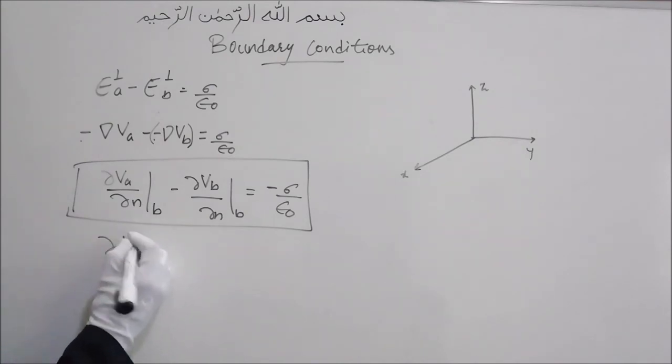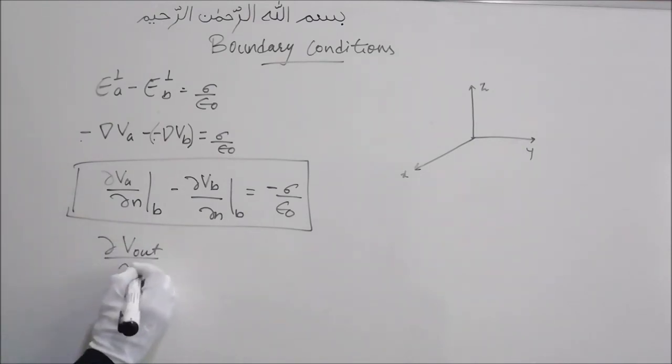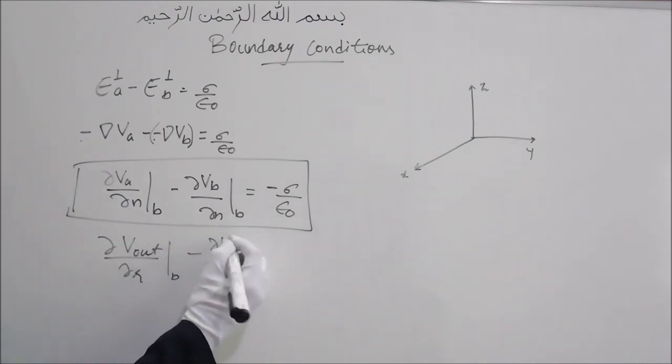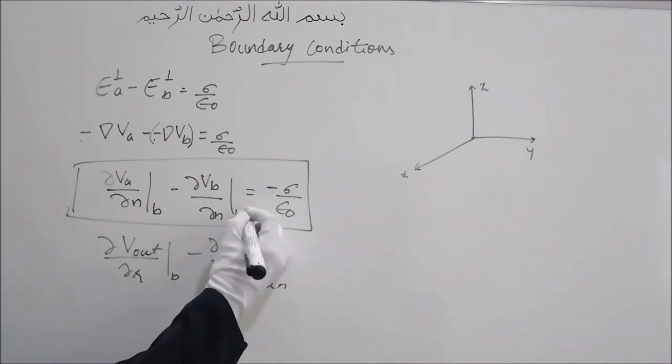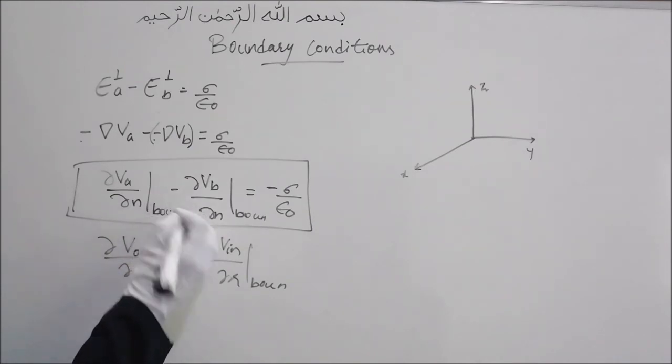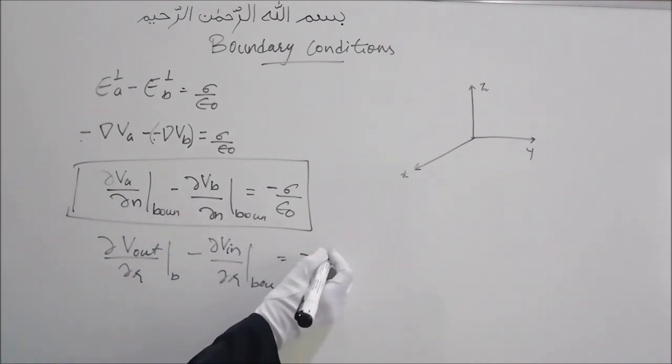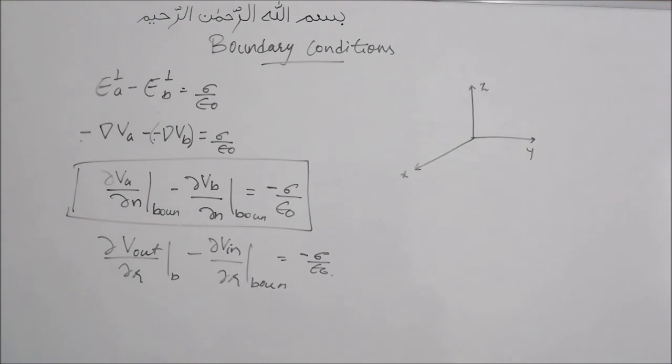This can also be written as del V out upon del R at the boundary minus del V in upon del R at the boundary, where B is the boundary or the surface, is equal to minus sigma upon epsilon naught. And we also have that V above is equal to V below.